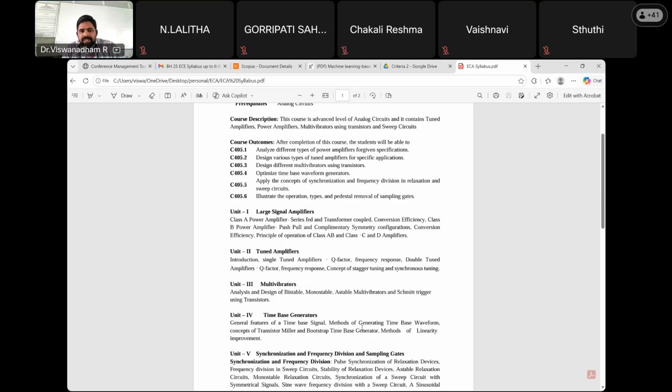And coming to the third unit, multivibrators. In the multivibrators, you just write what a multivibrator is and the classification: astable, monostable, bistable. And in the syllabus, they have given analysis and design of bistable. We have already discussed that including all derivations, right? Yes, sir. So here you need to practice some of the problems on multivibrators.